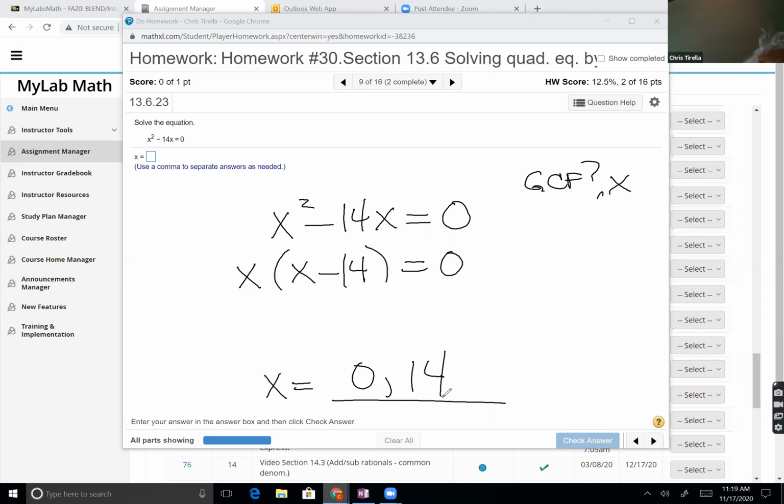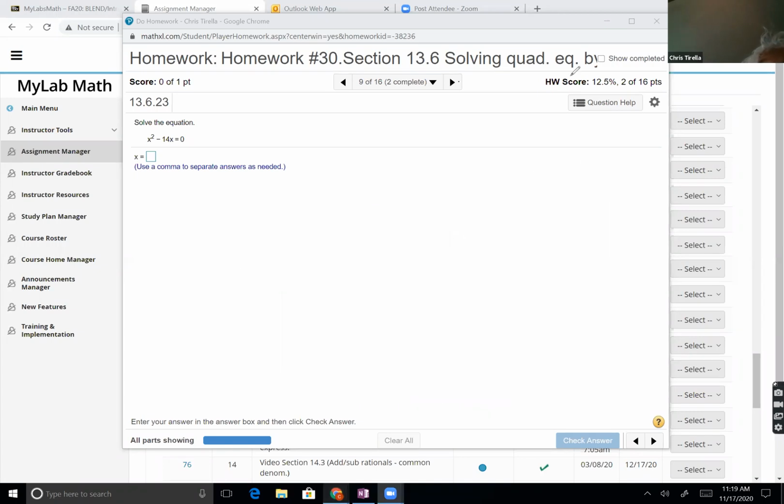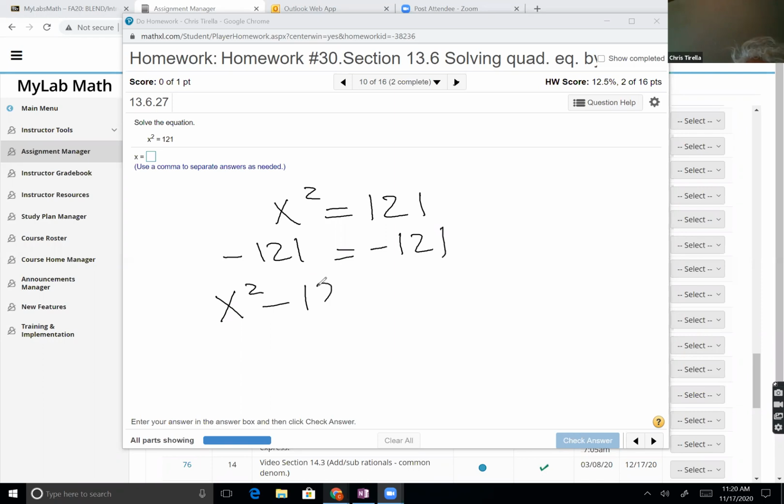So let's skip up. I got to turn my finger back into a mouse. This one's a little bit different in that one side is not 0. And so here, if one side is not 0, we've got to make that right-hand side 0 first by subtracting the 121 from both sides. That gives me x squared minus 121 equals 0.